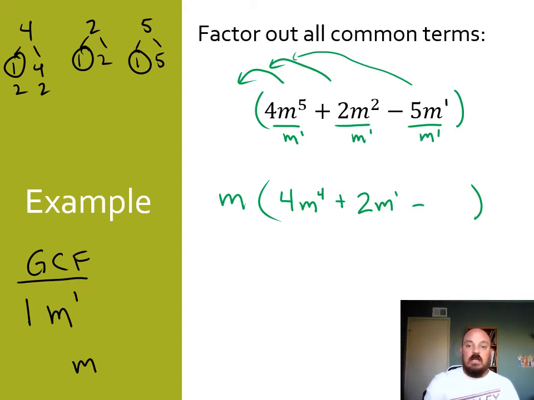Minus, now here on the last term, it's actually kind of nice. The m's cancel out. So you just get a minus 5 there. And that's your final answer. We factored out an m. That m comes out front. And then what comes after it is 4m squared plus 2m minus 5. Let's do one more.